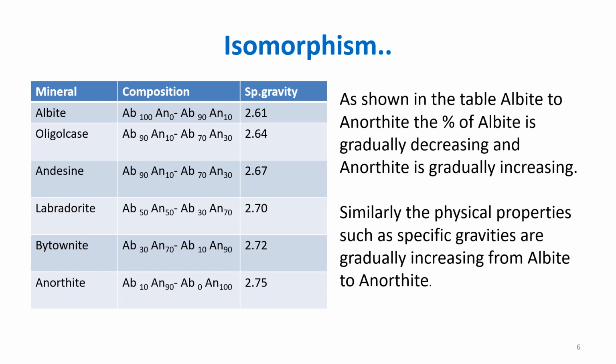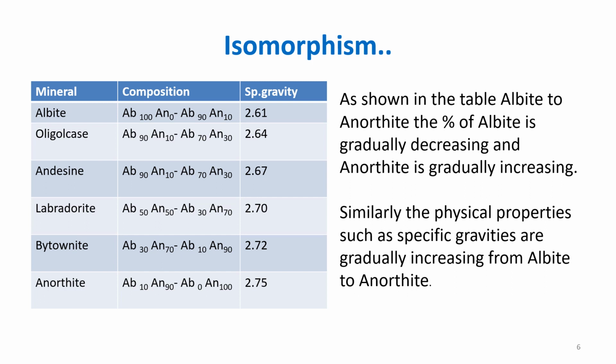Similarly, in labradorite, AB 50 and AN 50 to AB 30 and AN 70, with a specific gravity of 2.7. Bytownite is AB 30, AN 70 to albite 10 and anorthite 90, with a specific gravity of 2.72. Anorthite is AB 10, AN 90 to AB 0 and AN 100, with a specific gravity of 2.75.